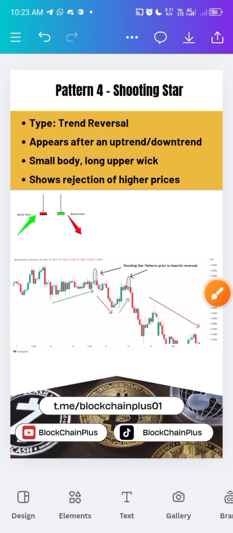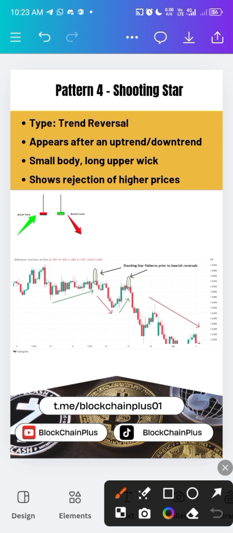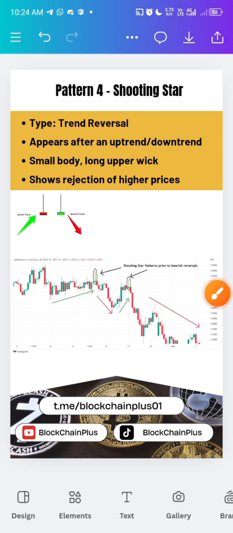Let's look at pattern number 4, which is the shooting star. So the shooting star signifies trend reversal as well in the market. It appears after an uptrend or a downtrend. It usually looks like the hammer, but in most cases the shooting star has a small wick at the top, a body, and a long wick at the other side. So that is how the shooting star appears.